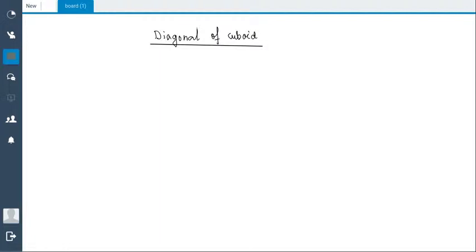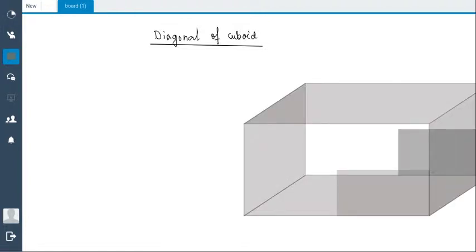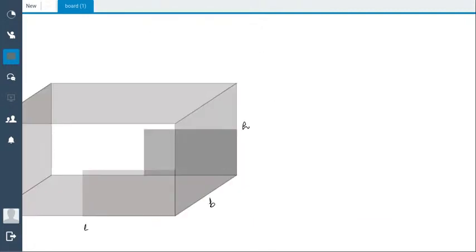So what is a cuboid? Let's understand this cuboid. Just see. What is it? This is what we have. This is a cuboid. Okay. And when you talk about this cuboid, you have this as length, this is breadth, and this is height. Right? This is what we have, isn't it?